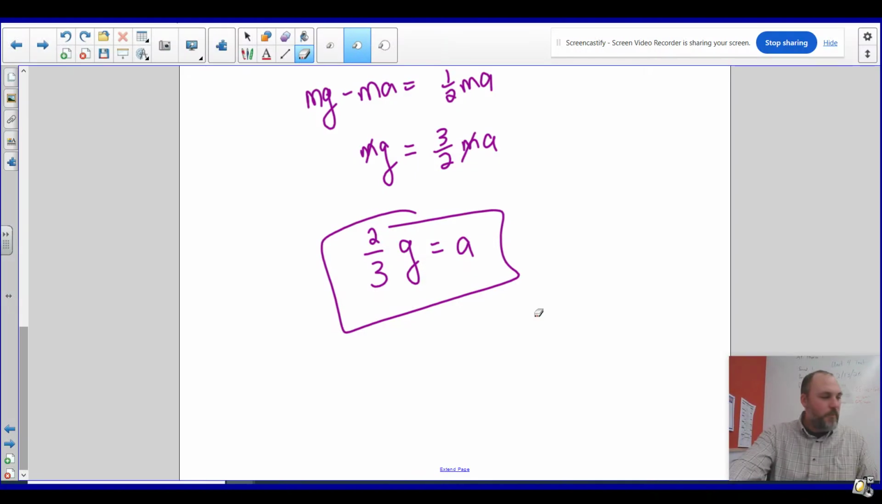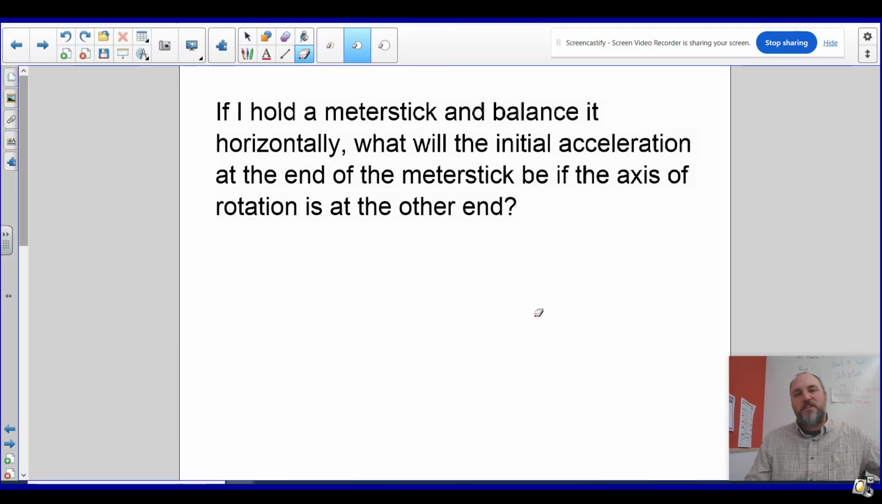Okay? There's one more that I'd like to do, and that is imagine holding a meter stick like the one I have here, but holding it at the end with a nice little pivot attached so that I could just drop the meter stick and allow it to rotate from that pivot. So I'm going to hold it horizontally, let it go, and it's going to rotate around the end axis where I have that pin. What I'd like to know is, what is the initial acceleration at one end of the meter stick?